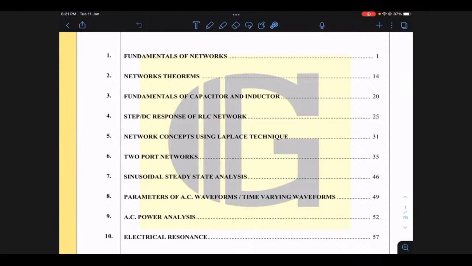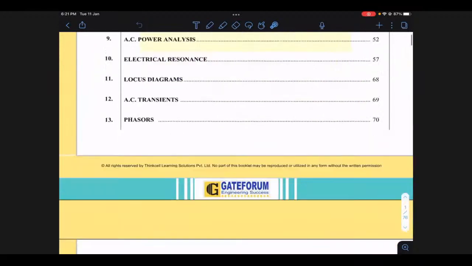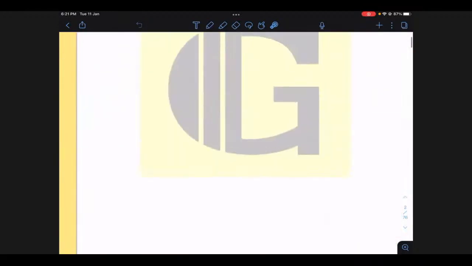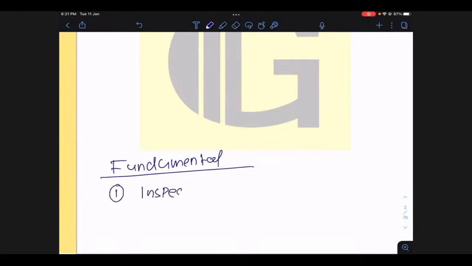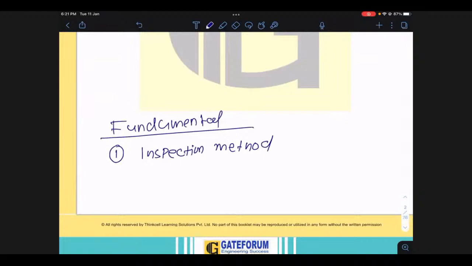Coming to this fundamentals of network topic, there are some areas from where most of the questions are targeted. Let me tell what these areas are. Generally, one question you can expect from the inspection methods. What is the meaning of inspection method? It means there won't be any particular method. You have to use KCL, KVL, and Ohm's law to get to the answer. That is called inspection method based questions.